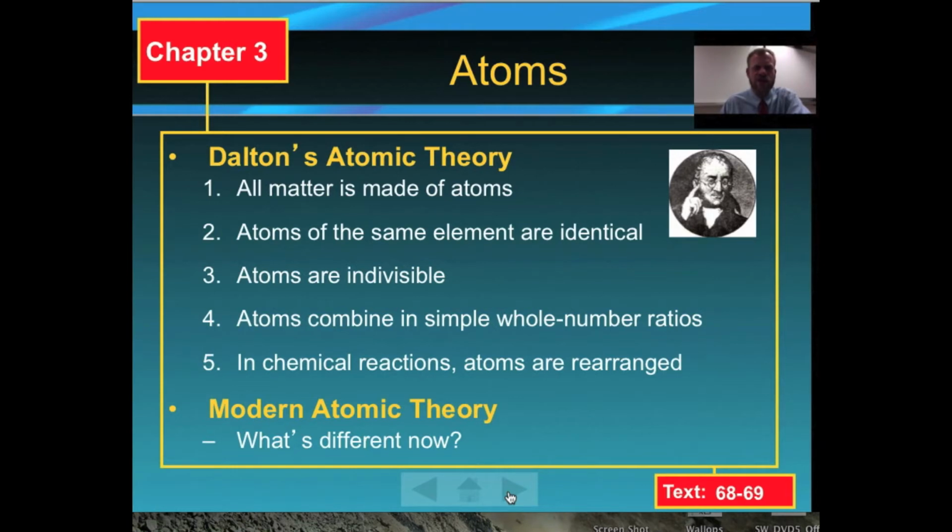The web quest you did, I think, stated it as 4 postulates, but your book has 5. The first one is that all matter is made of atoms. The second postulate is that atoms of the same element are identical. Third is atoms are indivisible, which means they cannot be broken down. Fourth is atoms combine in simple whole number ratios. And fifth, in chemical reactions, atoms are rearranged.